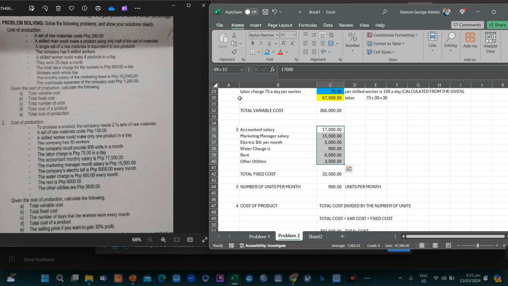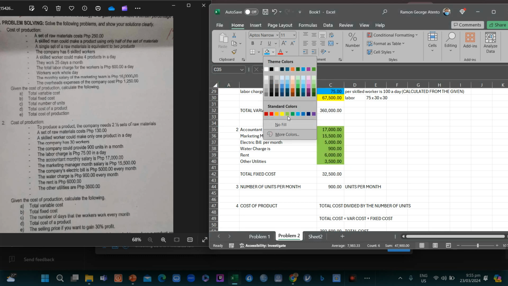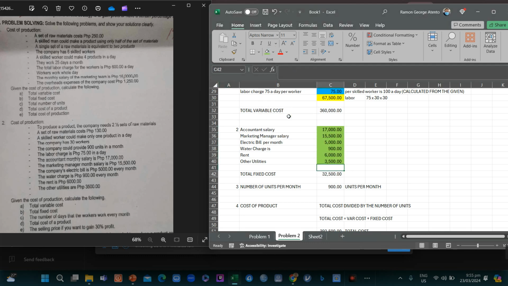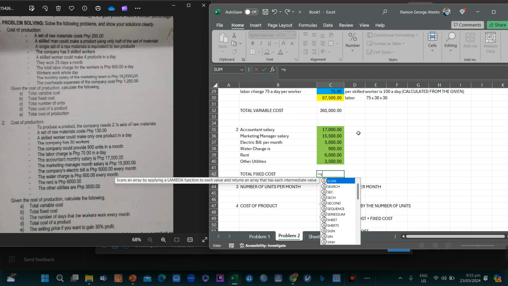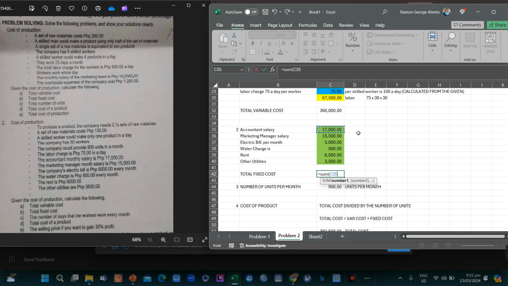Okay, this is still green. We have to paint it green. So now the total fixed cost would be the total of this. Okay, so 47,900, right? Now we said the number of units per month is 900. This is actually a given. So 47,900. Okay, so the variable cost, this is correct. This is the answer to letter A. Fixed cost, 47,900. Fixed cost, letter B.